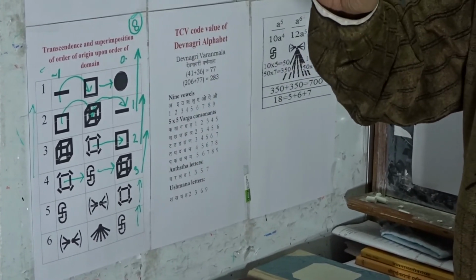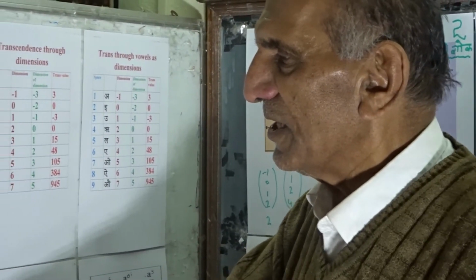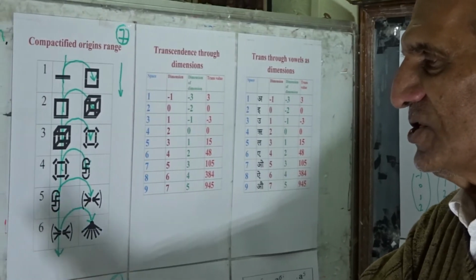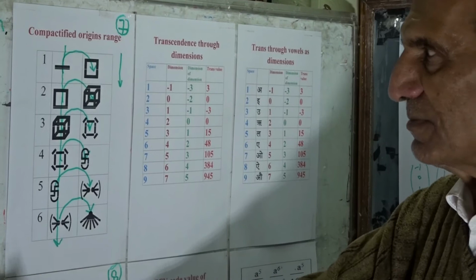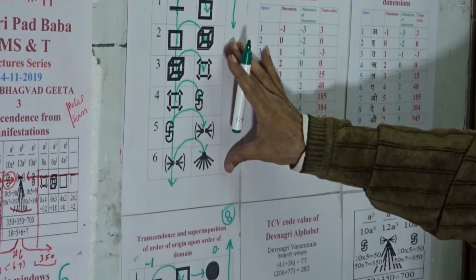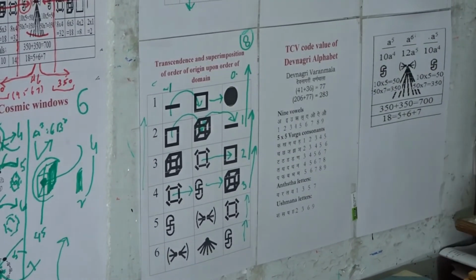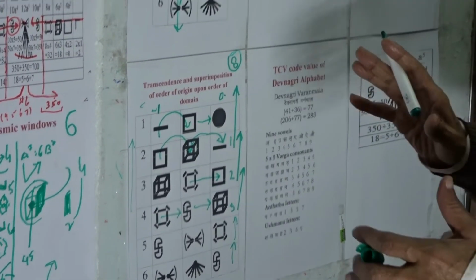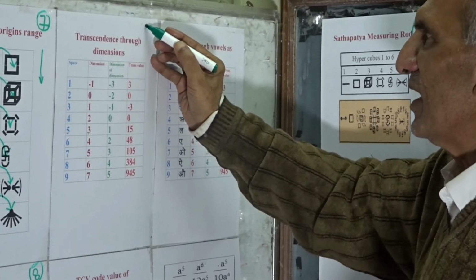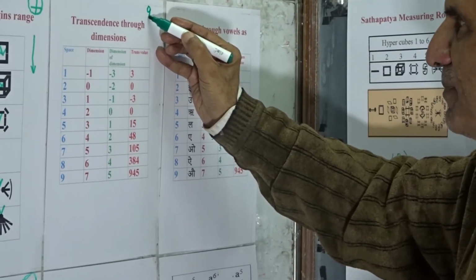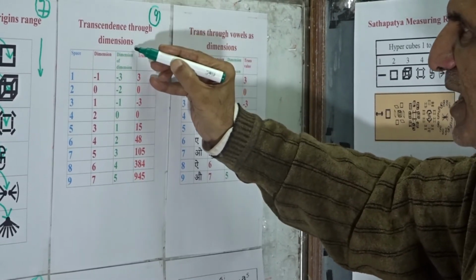Sadhakas shall sit comfortably, permit the transcending mind to be sequentially parallel to these organization format features of the Vedic systems, which take us to cosmic windows, compactified origins, and transcendence and superimposition of the order of the origin upon the order of the domain. Now, from here, we reach a next step, a very crucial step, a step where we are going to have a transcendence through the dimensions.